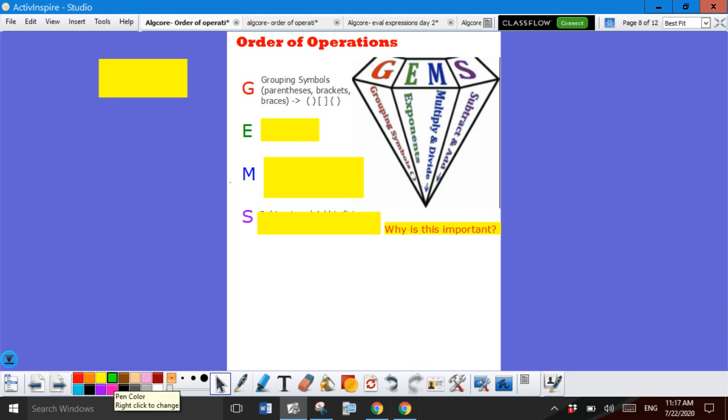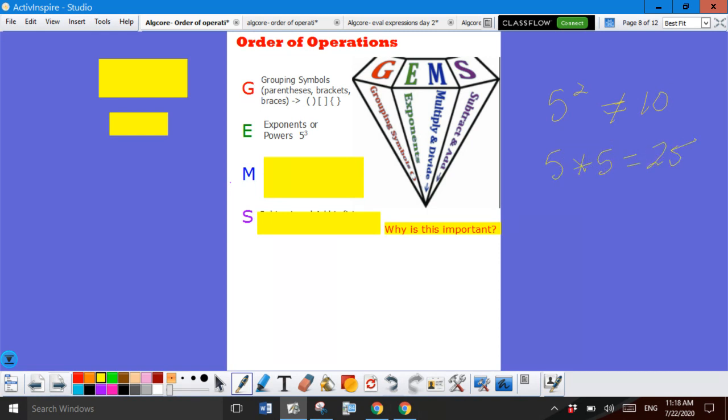Okay, that is parentheses, brackets, braces. So those are always what we do first. The E stands for exponents or powers. Okay, exponents or powers are going to come second. Now remember that 5 squared is not equal to 10. That is not 5 times 2. This is 5 times 5, which is actually 25. All right, so remember that power or that exponent, those little numbers, that doesn't mean multiply.